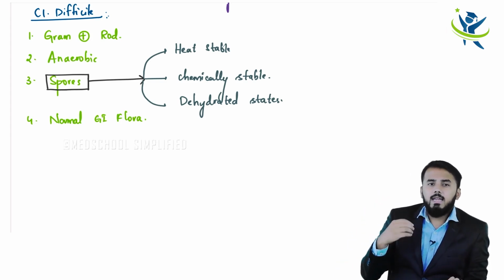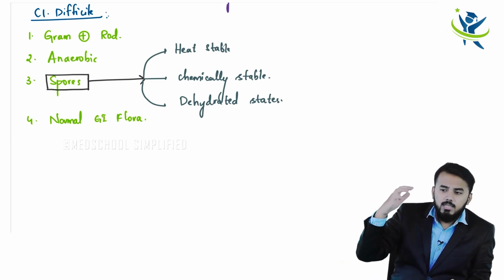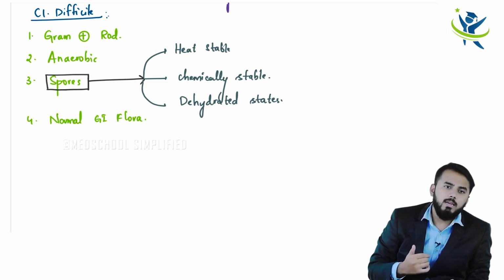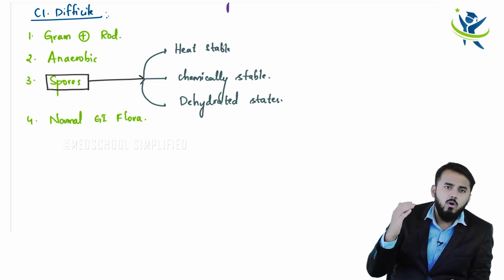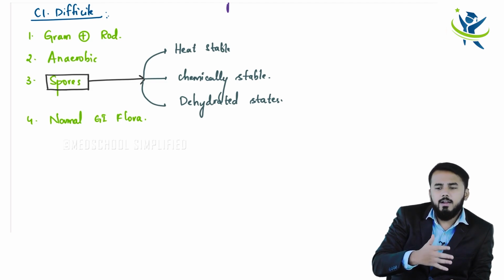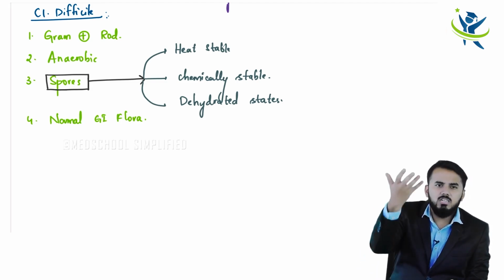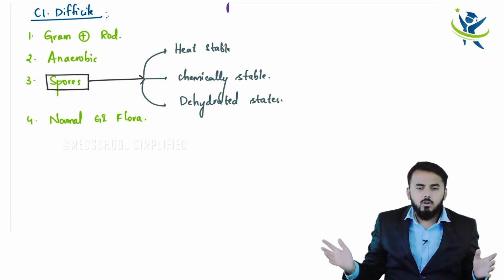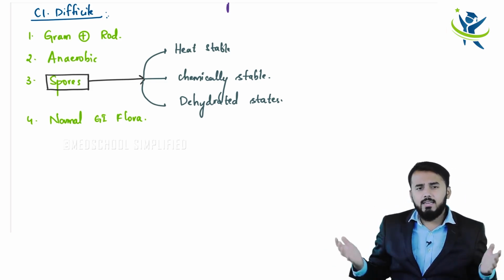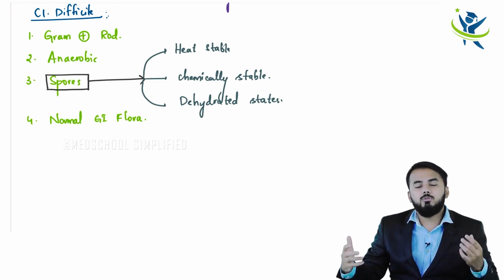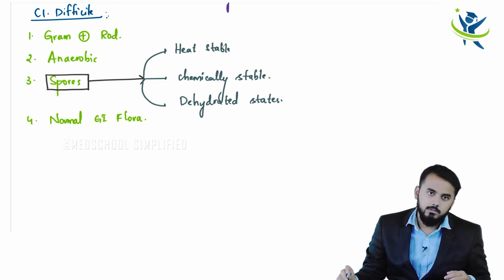So, when I am taking an antibiotic, these antibiotics are killing down all my normal gastrointestinal flora. When all my normal gastrointestinal flora are dead, the bacteria which are not dead are Clostridium difficile, and Clostridium difficile starts to grow. As the number of bacteria increases, obviously the pathogenicity also increases, right?